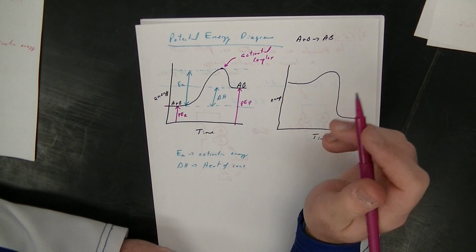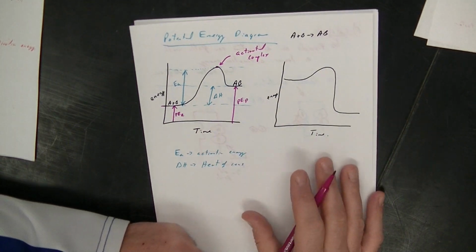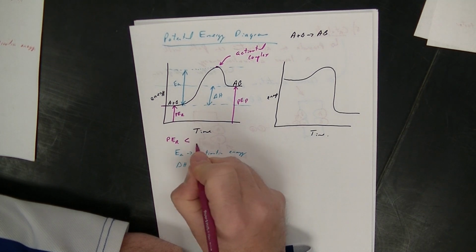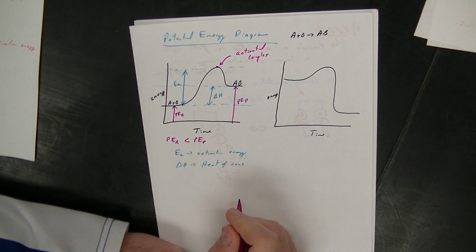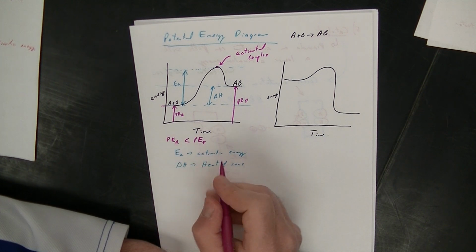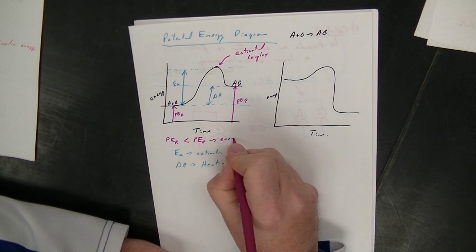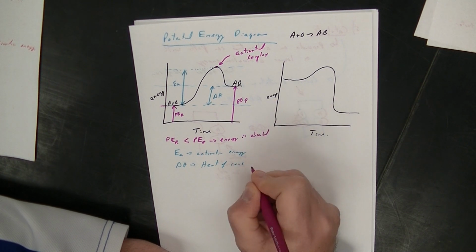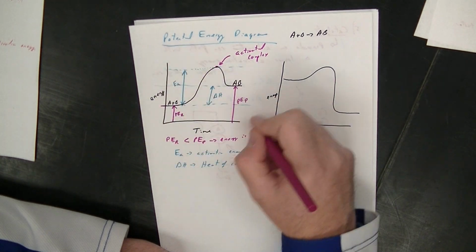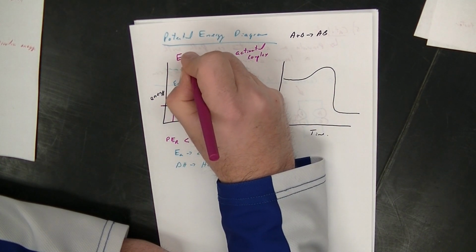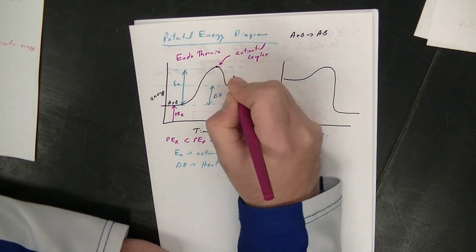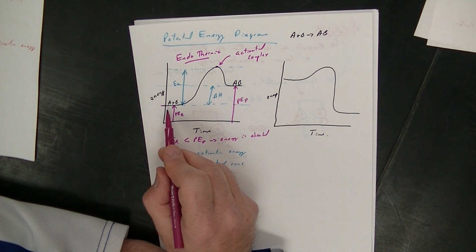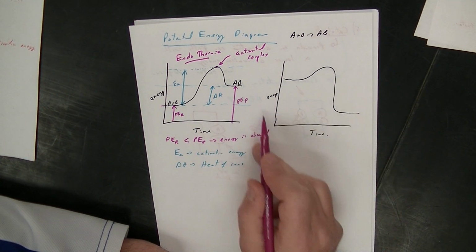Now, in this case, the potential energy of our reactants is less than the potential energy of our products, which means to go from reactants to products, energy is absorbed. Which means this is an endothermic curve. Our products have more energy than our reactants. Energy is absorbed.